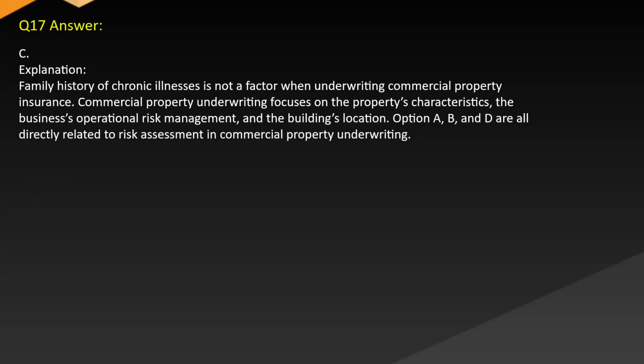Answer: C. Explanation. Family history of chronic illnesses is not a factor when underwriting commercial property insurance. Commercial property underwriting focuses on the property's characteristics, the business's operational risk management, and the building's location. Option A, B, and D are all directly related to risk assessment in commercial property underwriting.